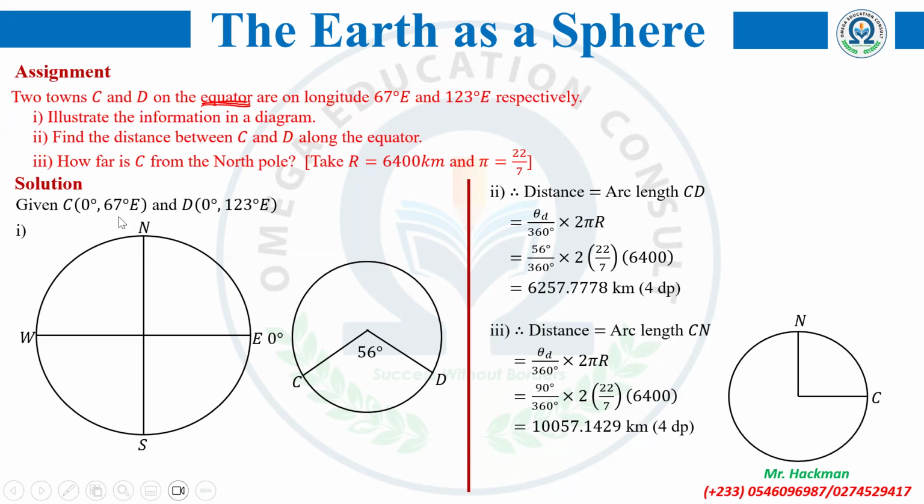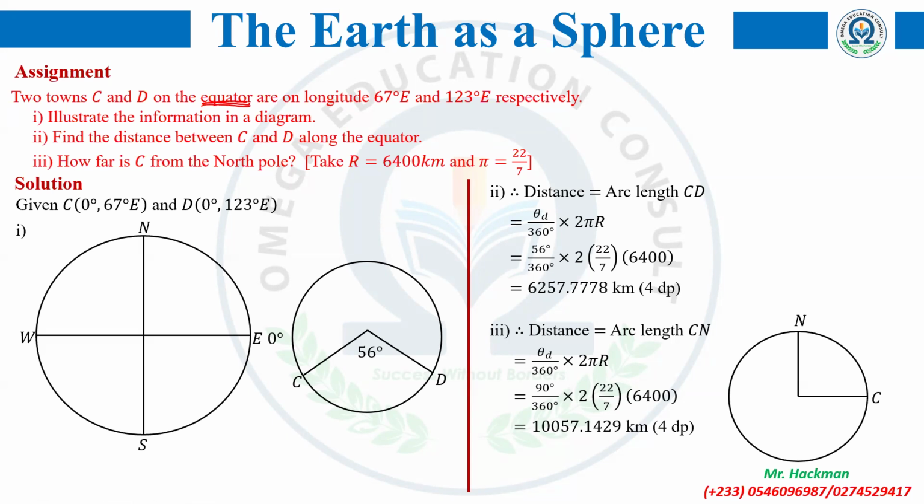Then you are told its longitude, 67 degrees east, and that is also stated. And D has latitude 0 degrees and longitude 123 degrees east. So the information we have here is what we have extracted in point form. Now we come to part one, where we were asked to illustrate the information in a diagram. As usual, once you are going to plot, based on what we did in lesson one and lesson two, especially in lesson two, you indicate your x and y axes. In this case, your west-east lines and your north-south lines, which will be your equator and the meridian. Take note of that.